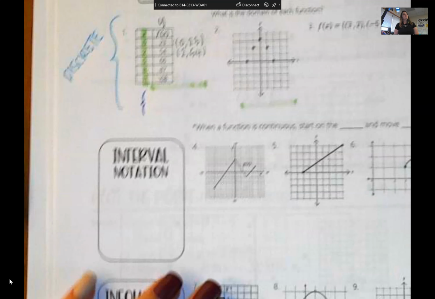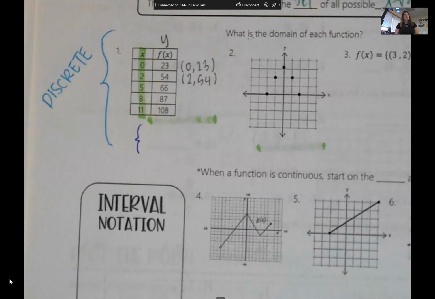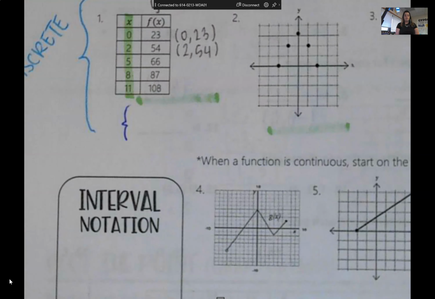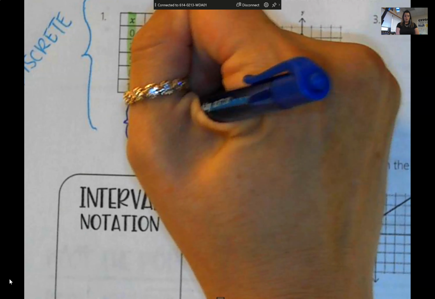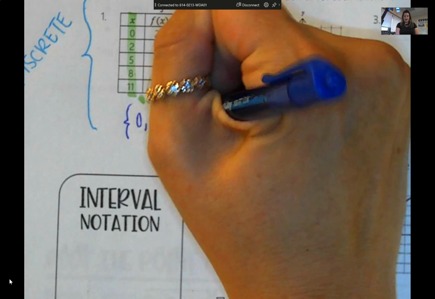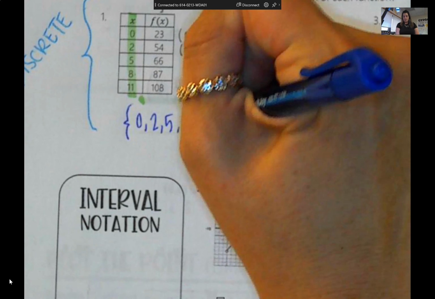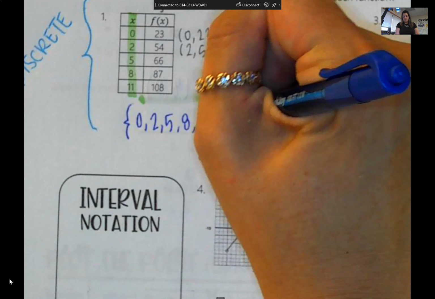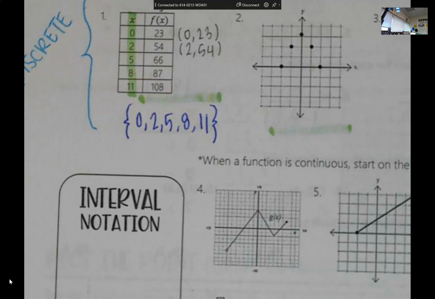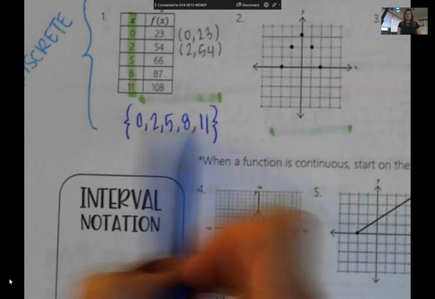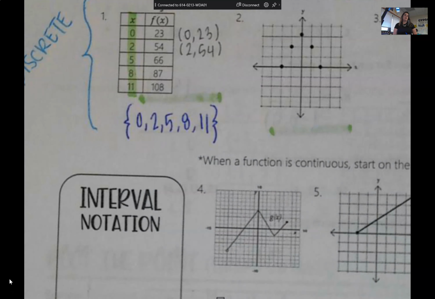So I'm just going to do it the easier way with a curve, triangle, curve. And then I'm going to list out those numbers: 0, 2, 5, 8, 11. Super easy on the tables. Not only because it's obvious what the x values can be, but also because it's already numbered least to greatest for us, and we have to number them least to greatest.